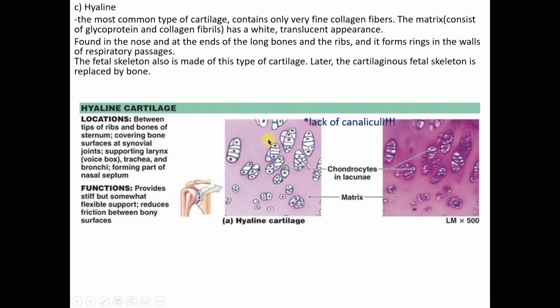So again, the black ones are chondrocytes with their nucleus and cytoplasm. The white ones are lacuna. This is the matrix. The functions of hyaline cartilage: it provides stiff but somewhat flexible support and reduces friction between bony surfaces. Locations: your trachea and part of your nasal septum, your nose.